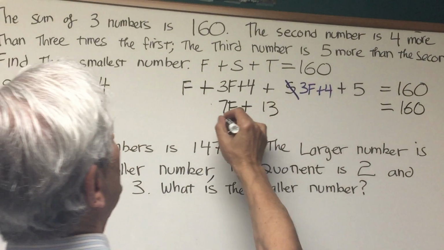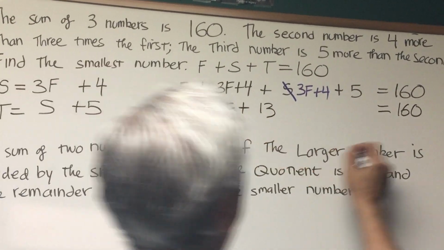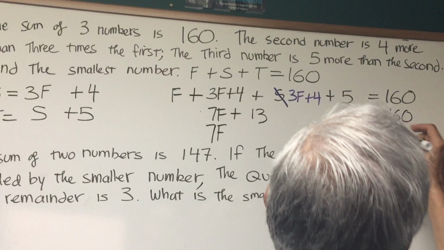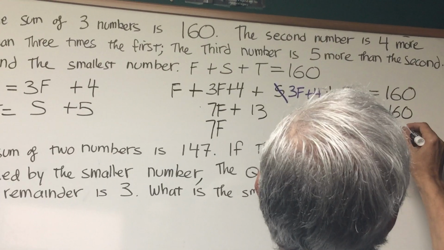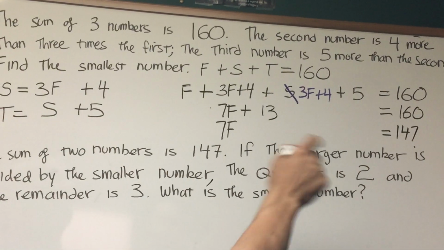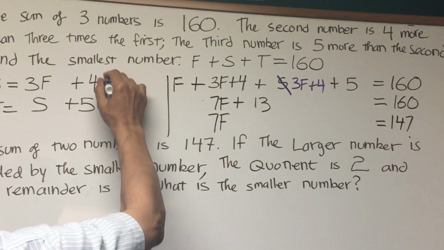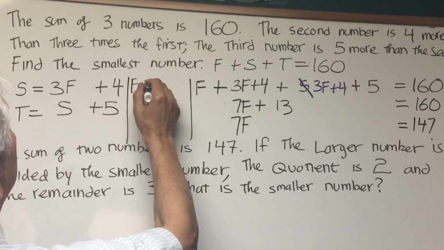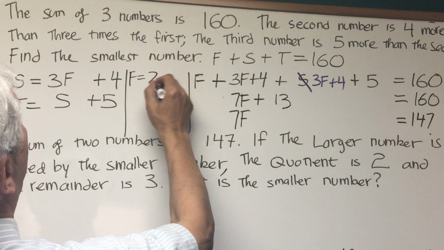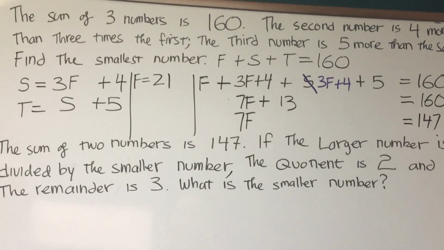We'll subtract 13 from both sides. And we'll get what? What is 160 minus 13 is 147. And if we divide both sides by 7, we will get f is equal to 21.